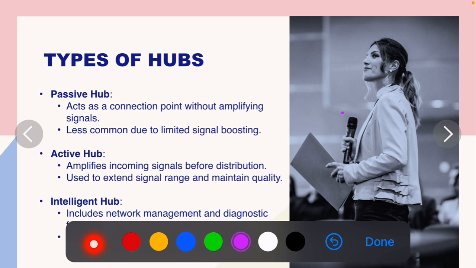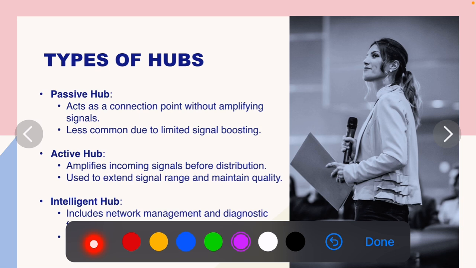The next is active hub. It amplifies incoming signals before distribution. So when it gets the incoming signals, it will amplify the signals which it gets, and then it will distribute them over the network. An active hub not only connects devices but also amplifies and regenerates the incoming signals to maintain the signal strength over longer distances. So active hub is better than the passive hub. It is used to extend signal range and maintain quality. Why? Because it amplifies the incoming signal.